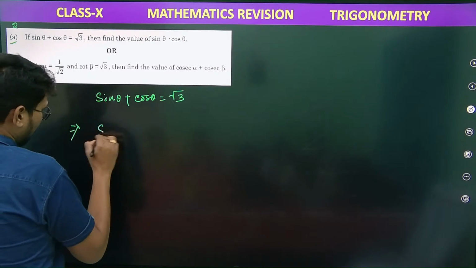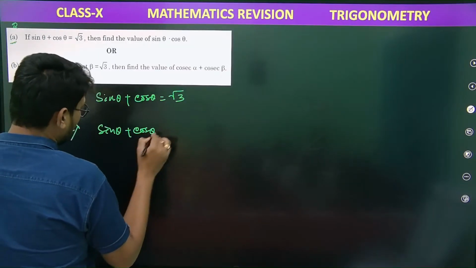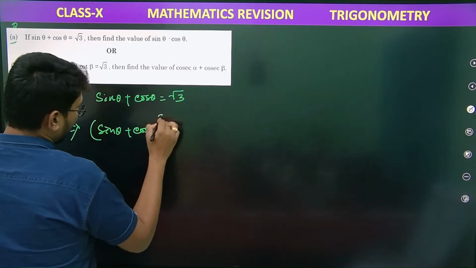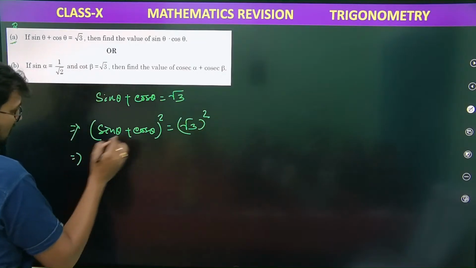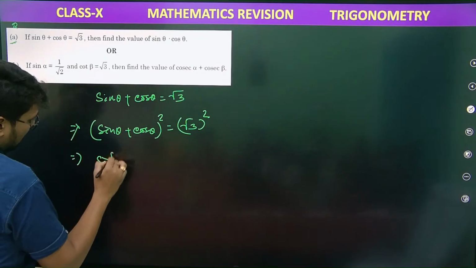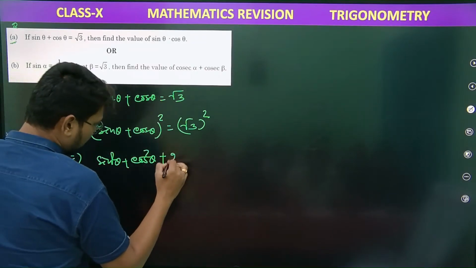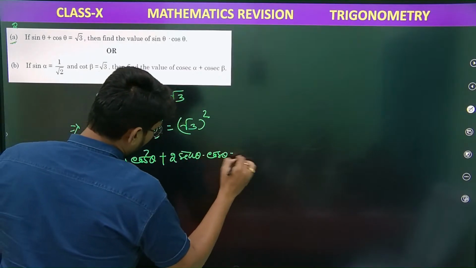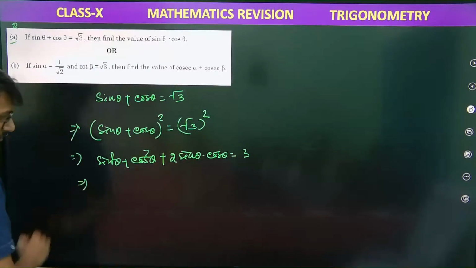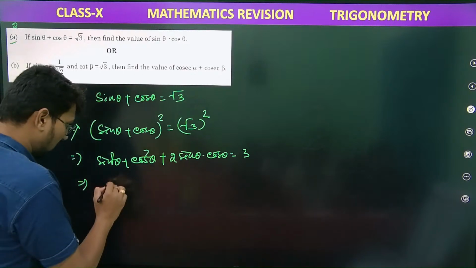By squaring both sides, we'll get (sin theta plus cos theta) whole square equals root 3 square. So (sin theta plus cos theta) whole square is sin square theta plus cos square theta plus 2 sin theta cos theta equals 3. Done. So sin square plus cos square is how much? 1. Solved. Very good.